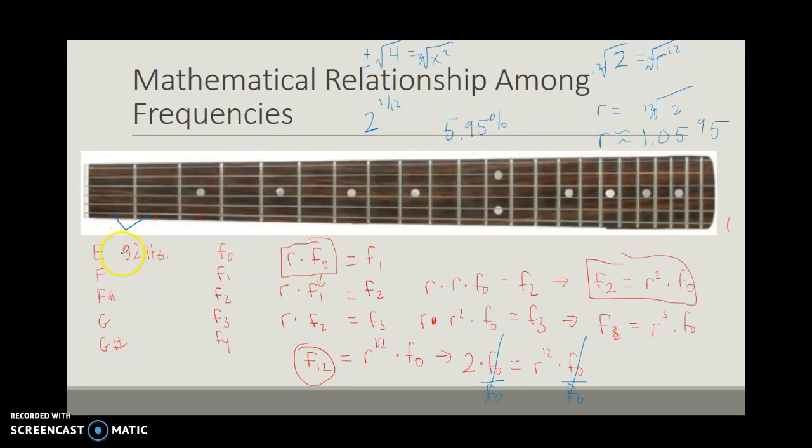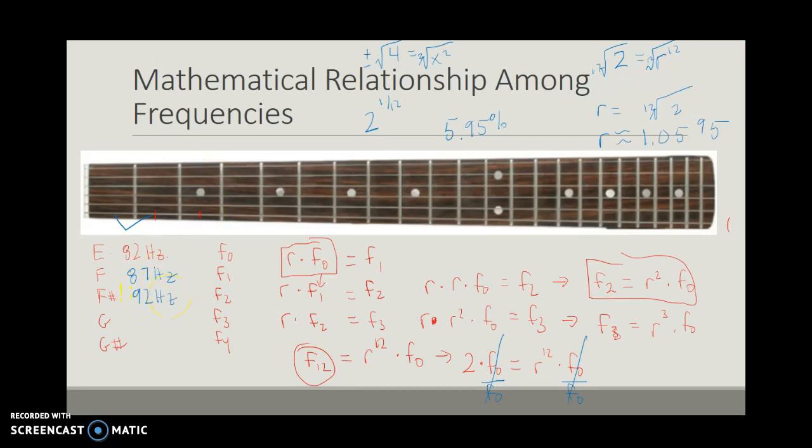Therefore, if an E is 82 hertz, if I take 82 and multiply it by 1.0595, I get 86.879, or about 87 hertz. So that should be the frequency of the F note that I play next. Now if I take that number and I multiply it by 1.0595 in my calculator here, I get about 92 hertz for an F sharp.